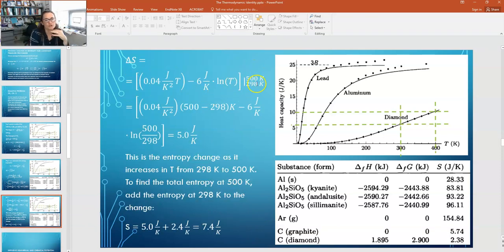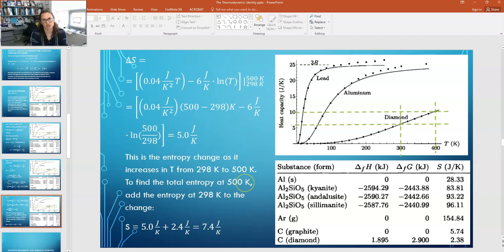So doing that, plugging numbers in, I end up with a change in entropy of about 5 joules per Kelvin, with rounding to 2 sig figs for that change in entropy. Okay? And the way that I did that is all plotted out here. Now, that's our entropy change, and that's what the question asked, okay?